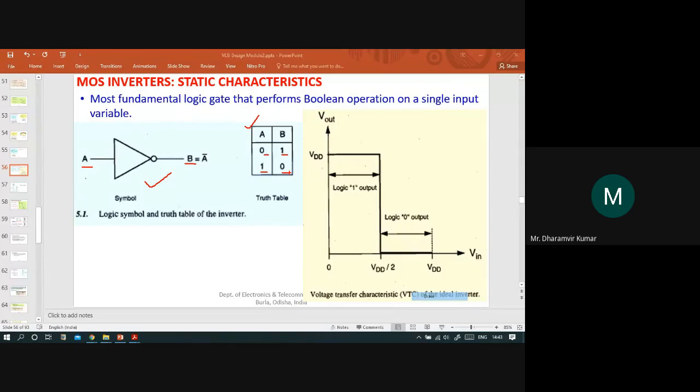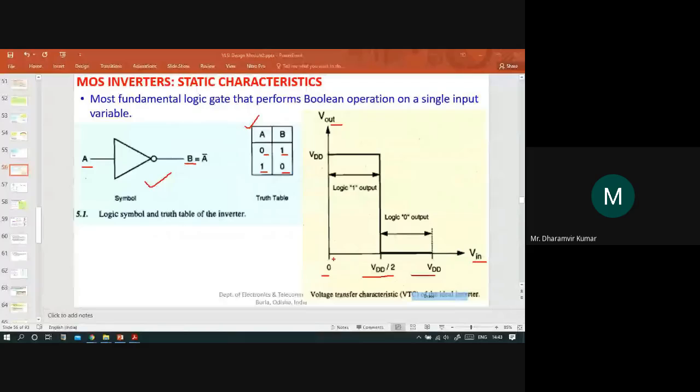signal values. And this is the voltage transfer characteristic between input and output voltage. So input voltage is taken along the x-axis, and output voltage is chosen along the y-axis. So it is drawn like this: when the input value changes from 0 to some intermediate values to the highest value of voltage, then how does the output value change.